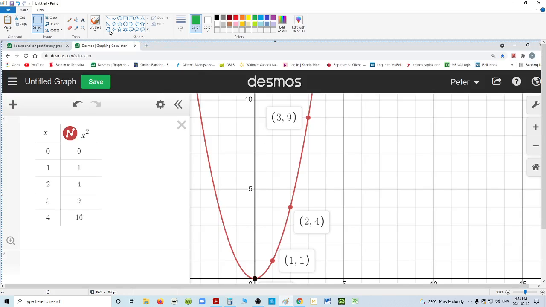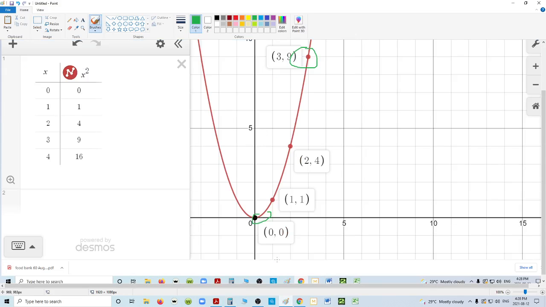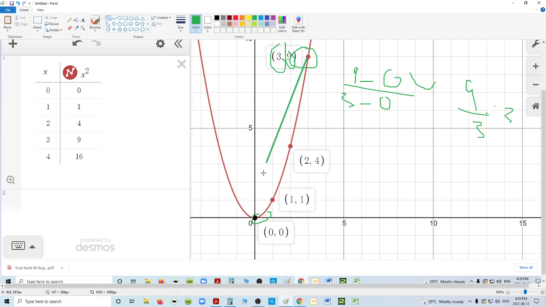So if I take, let's focus on 3, 9 and origin, 0, 0. If I take my delta y, delta x, I'm taking 9 minus 0 over 3 minus 0. And that's pretty clear. It's 9 over 3. It's 3. Which means the secant line, or the slope, if I draw a straight line between those 2 points, that slope of the green line is 3.